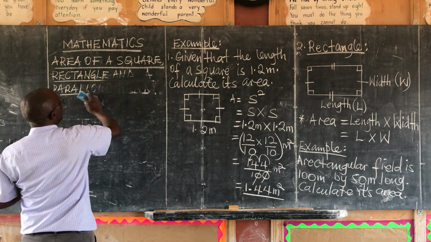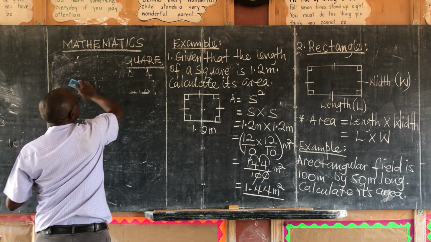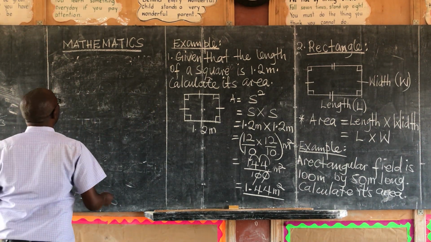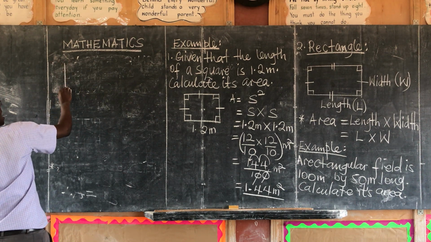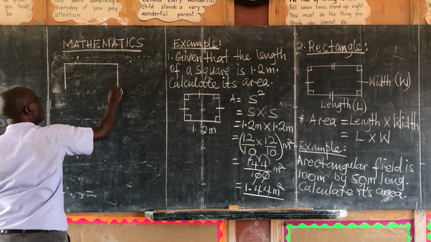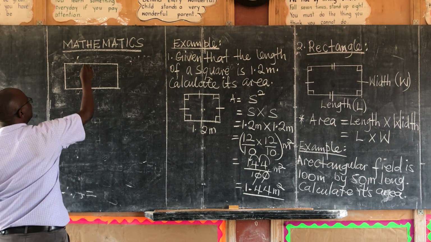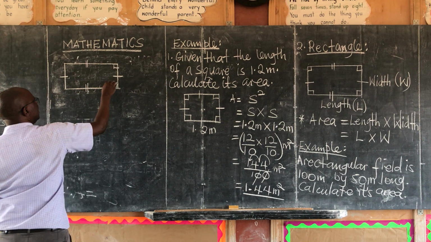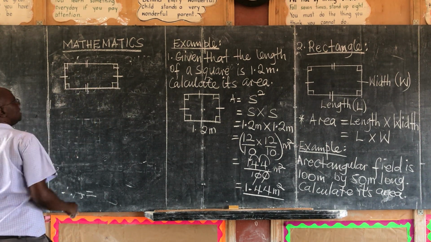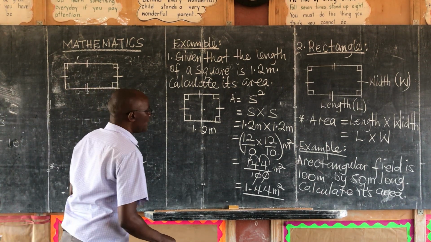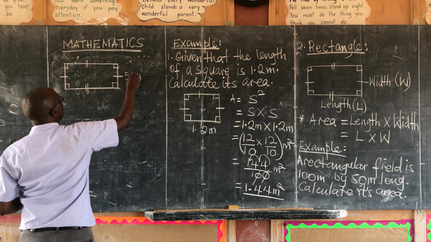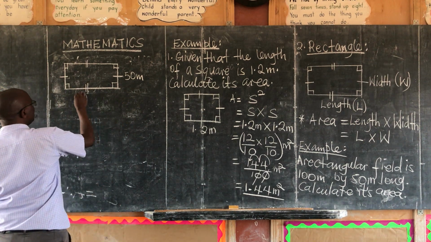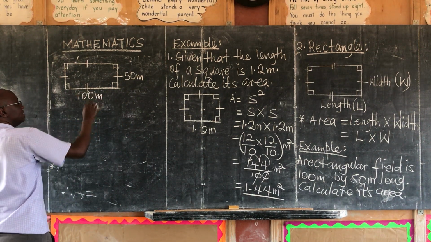I think we no longer need this heading, we already have it. So now, calculate its area. First of all, whenever they do not give you a diagram, it's better you draw a sketch of that diagram. So this is my rectangular field. They have said its width is 50 meters, and its length is 100 meters.